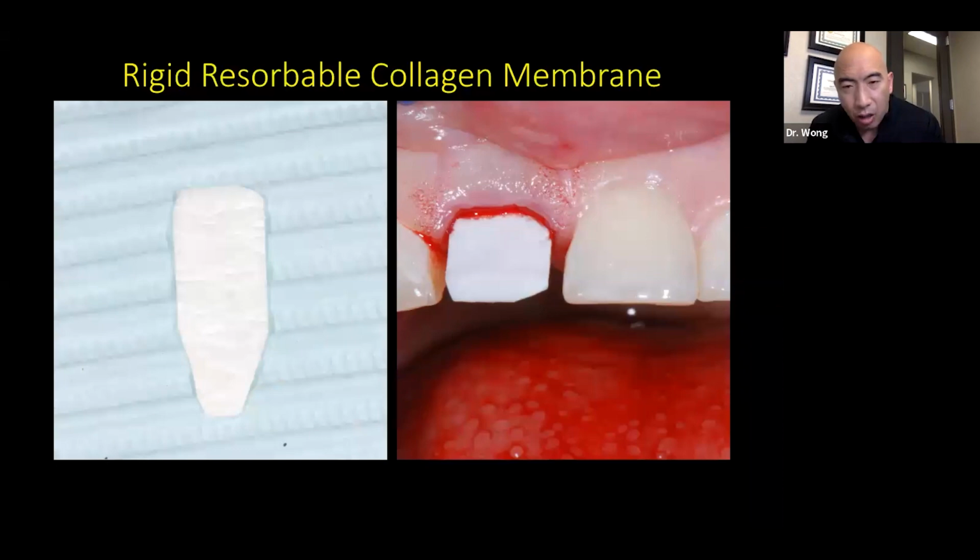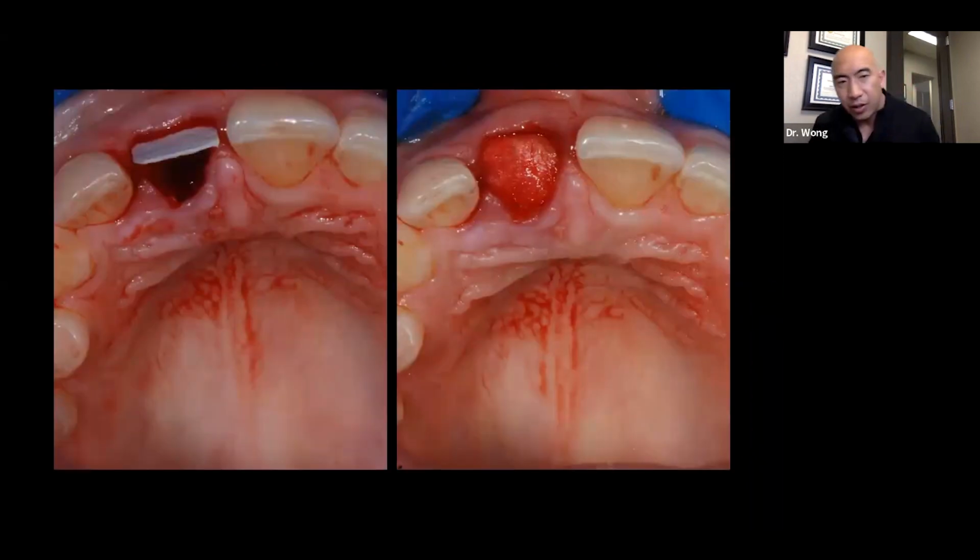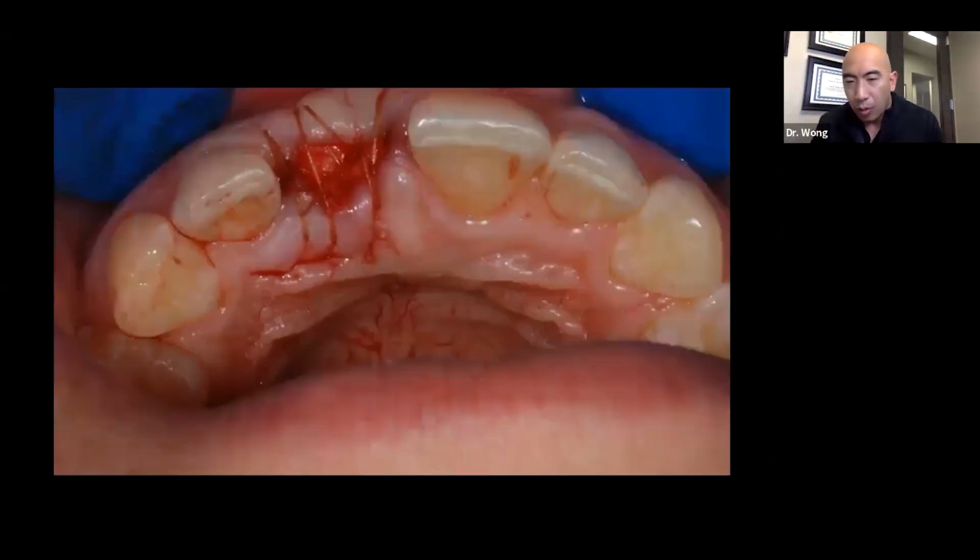Here's your ice cream cone membrane. It's Memblock from BioHorizons. It's both rigid and it lasts 16 to 20 weeks. We're going to stick that into the socket, graft the socket, and then fold the ice cream portion over and suture it up with chromic gut. Okay. You don't need primary closure. So for the purposes of today's webinar, you do not need primary closure at all.